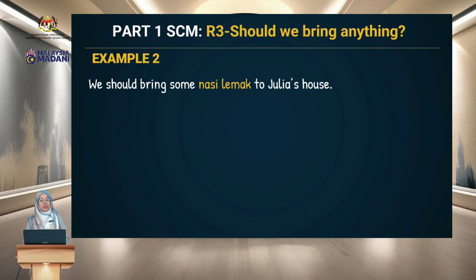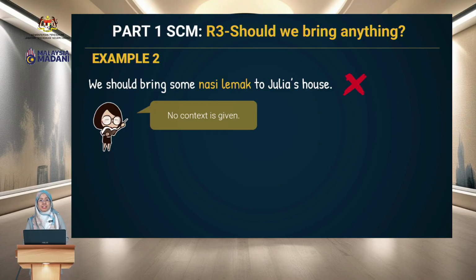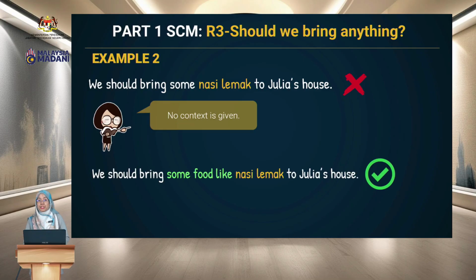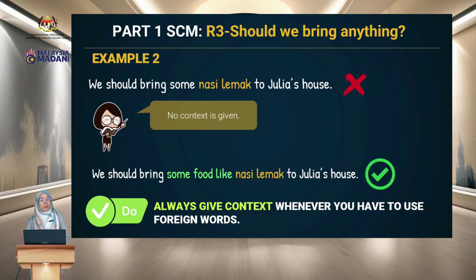Next, what about example 2? We should bring some nasi lemak to Julia's house. So imagine that you are a Korean or a German. Do you know what nasi lemak is? What's that? You don't know that, right? So no context is given. So what can you do? You give some context. So what is nasi lemak? It is food. So we should bring some food like nasi lemak to Julia's house. So now we know, although we don't understand what nasi lemak is, we know it is a type of food. So always give context whenever you have to use foreign words.